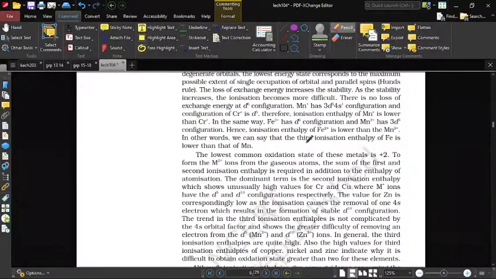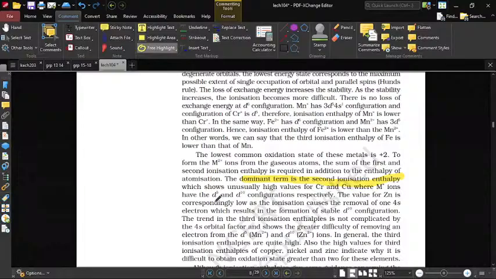The lowest common oxidation state of these metals is +2. To form M2+ ions from the gaseous atom, the sum of first and second ionization enthalpy is required in addition to the enthalpy of atomization. The dominant term is the second ionization enthalpy, which shows unusually high values for chromium and copper, where M+ ions have d5 and d10 configuration respectively.